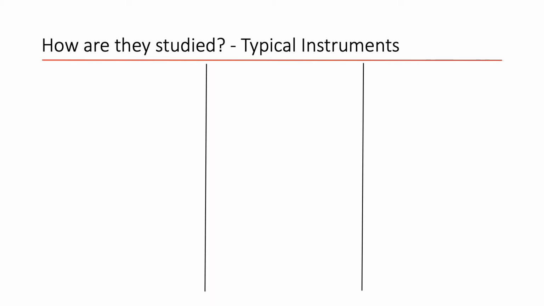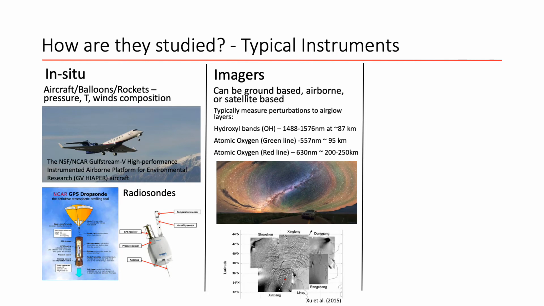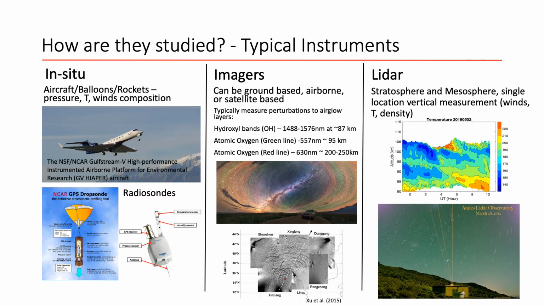So how do we observe gravity waves? One method is in situ measurements from aircraft, balloons and rockets, and these will typically measure the state parameters such as the pressure, the temperature, the atmospheric constituents. Another method is imagers. And these imagers often measure the perturbations to the airglow in the upper atmosphere through the hydroxyl bands at 87 kilometers, the atomic oxygen green line at 95 kilometers, and the atomic oxygen red line between 200 and 250 kilometers.